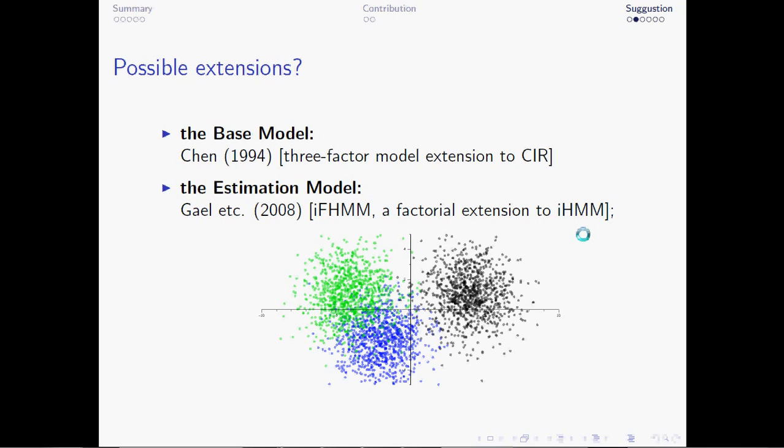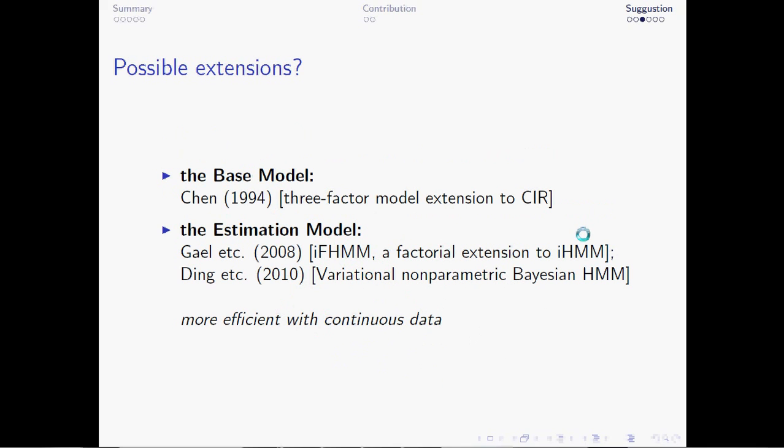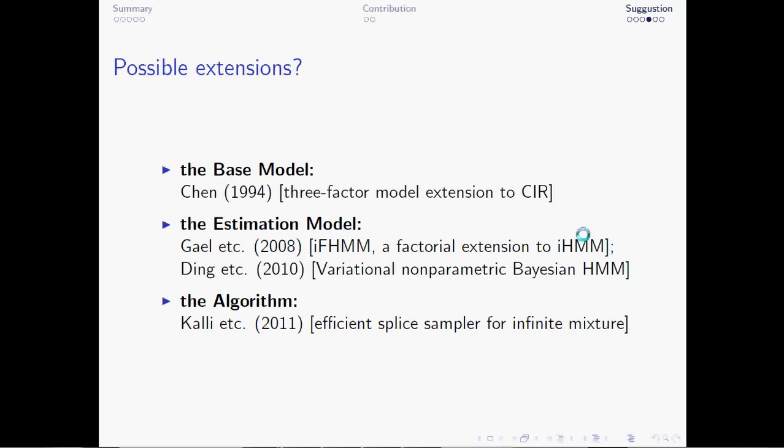There is this other non-parametric Bayesian one focused on continuous infinite mixture, so we might want to try that as well. For the algorithm, I do not mean this particular sampler here. What I was wondering is whether it's possible to find a more efficient, faster sampler for the specific interest rate model, because I think the beam sampler is kind of very general.